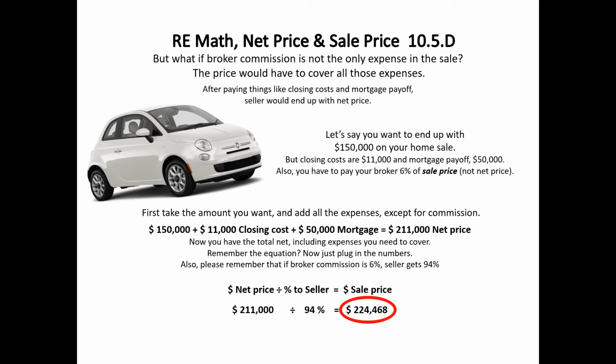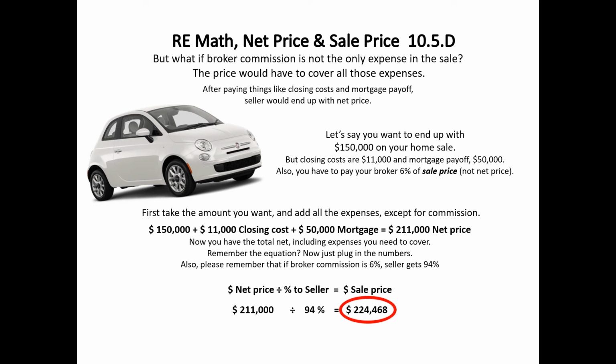Now, let's say it's you that's doing all this. Let's say you want to end up with $150,000 on your home sale, but closing costs are $11,000 and the mortgage payoff is $50,000. Also, you have to pay your broker 6% of the sale price, not the net price. And that's very important because commissions are always calculated on the sale price, not the net price.